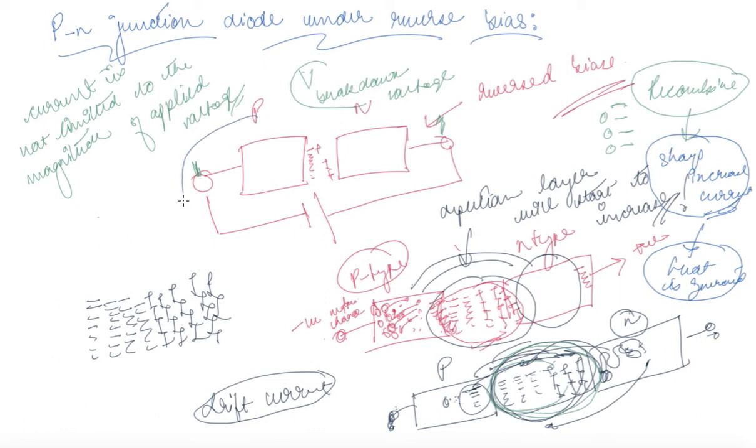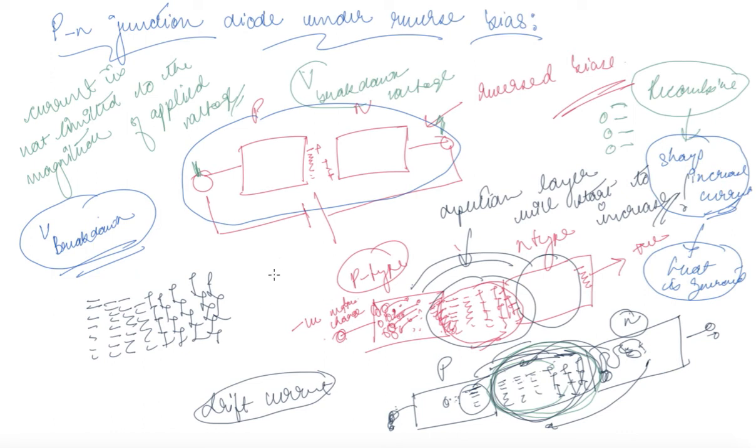So if you look in your market, the PN junction always has a breakdown voltage. This is a breakdown voltage which is given by the manufacturer. So this is what you can understand as the first introduction of PN junction diode under reverse bias. And let's have a look as to how we can use this reverse bias in our different electronic devices.